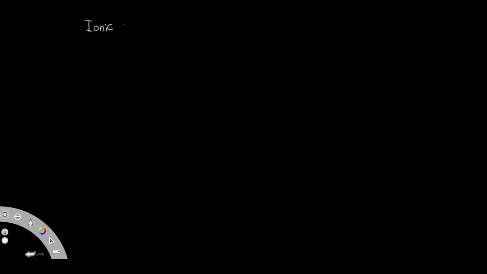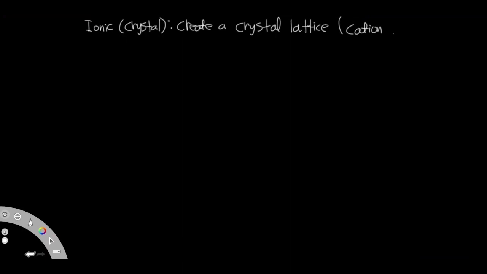I'm going to also add here the crystal, because in ionic bonds we're creating a crystal lattice. Now, what is this crystal lattice? It's just when you have a cation and an anion: an ion here that's positive, and an anion here that's negative. This cation and anion are electrostatically very, very attracted to each other.